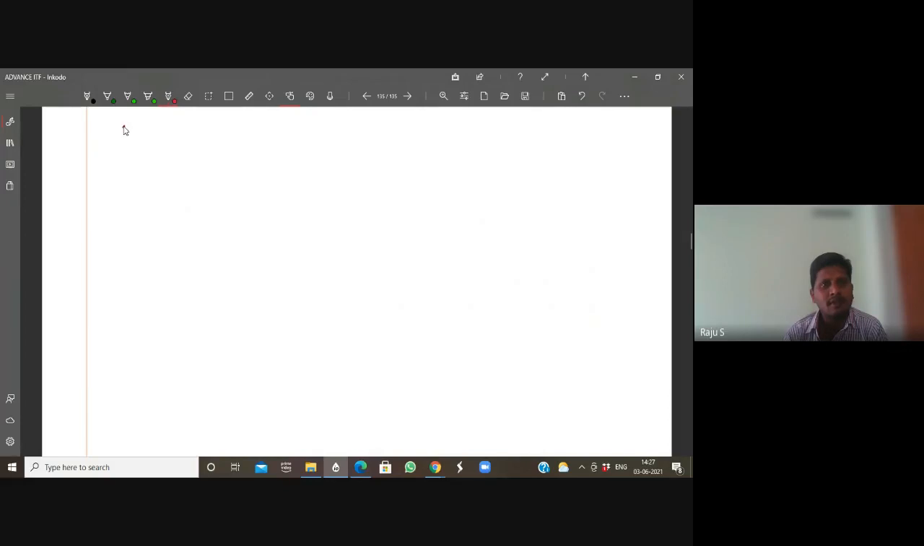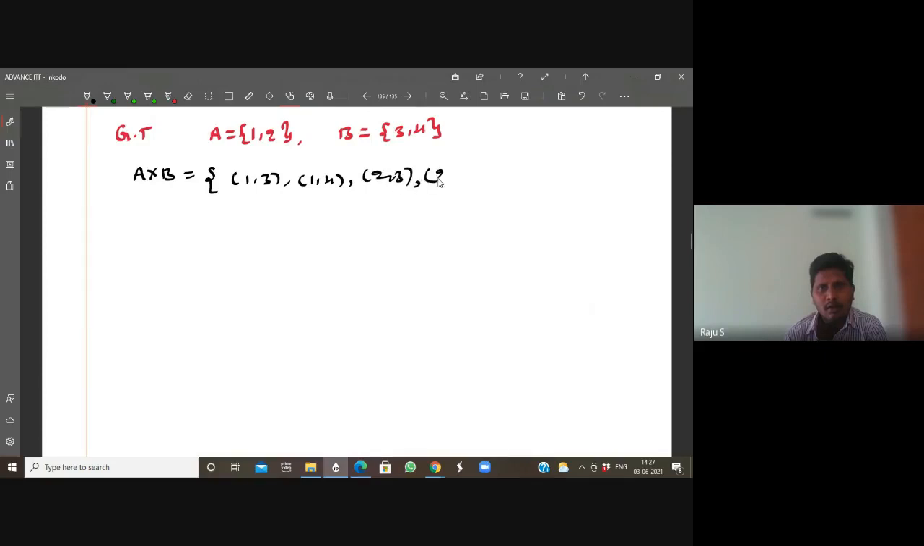Okay, fine. Here, given that, all of you write fast. Then A cross B is clearly equal to 1 cross... 1 comma 2, 1 comma 3, 1 comma 4, 2 comma 3, 2 comma 4. This is the cardinality.